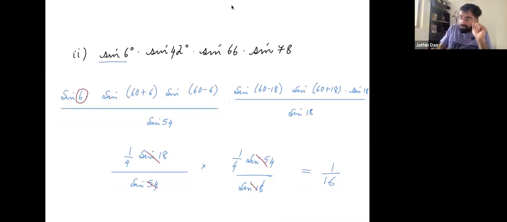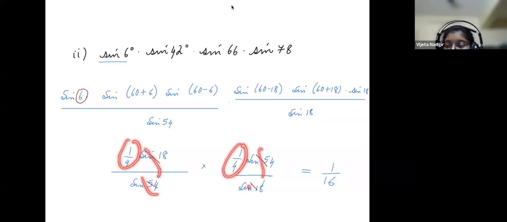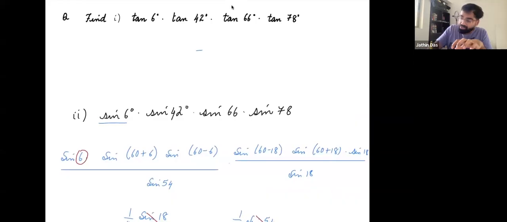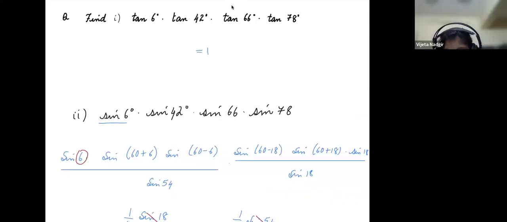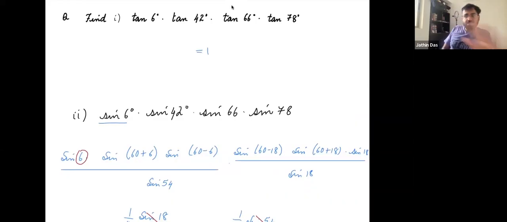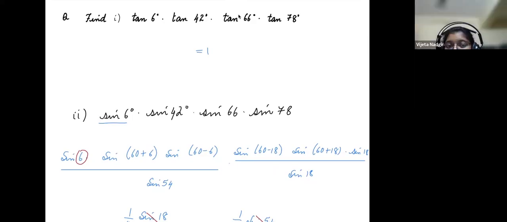Tan. The only thing is, the 1 by 4 will not come. It will just cancel, 1 by 4 will not come. So what will be the answer here? 1. In tan, you will do the same build up, but that 1 by 4 will not come. So you will not get an answer of 1 by 16. You will get 1 into 1. That's it. Clear? Okay.